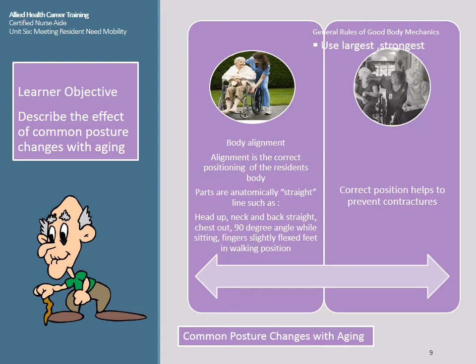Now let's talk about the effects of common postural changing with aging. The first thing we need to talk about is body alignment. Maintaining proper body alignment is the fundamental principle of all positioning. Alignment means to be put in a straight line. We look better, feel better, and our bodies function more efficiently when they're in good alignment.